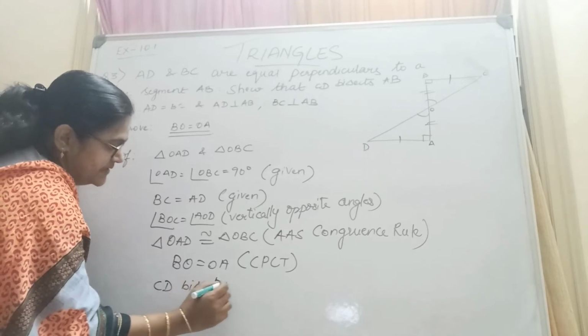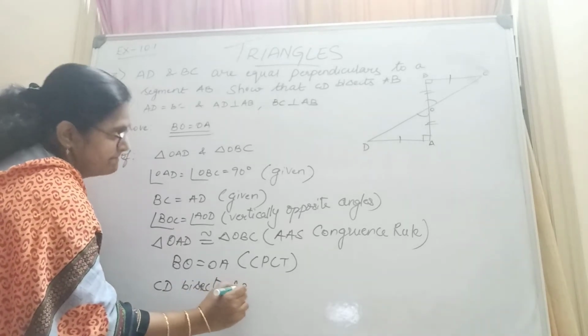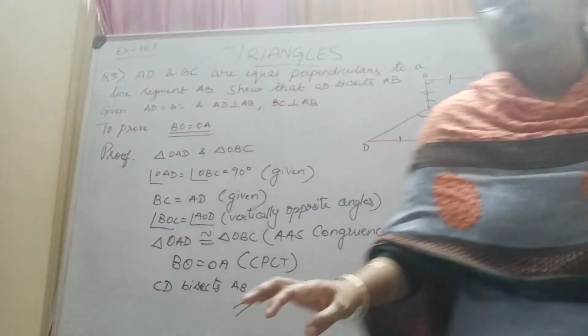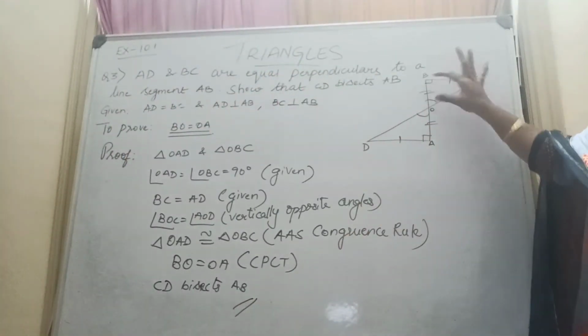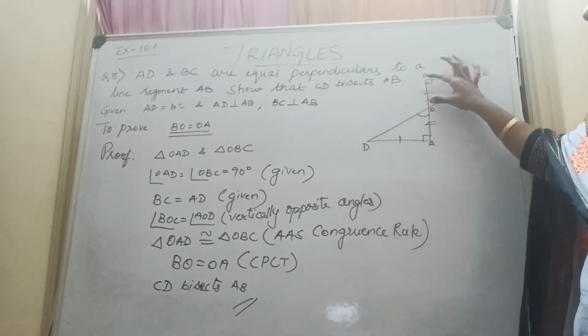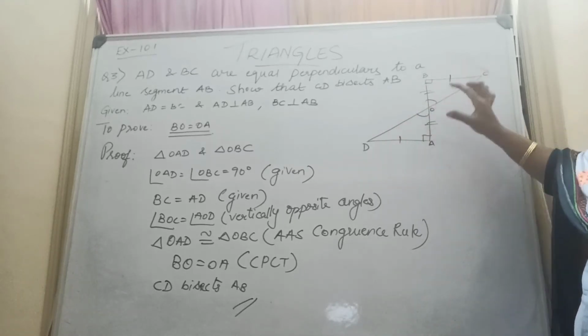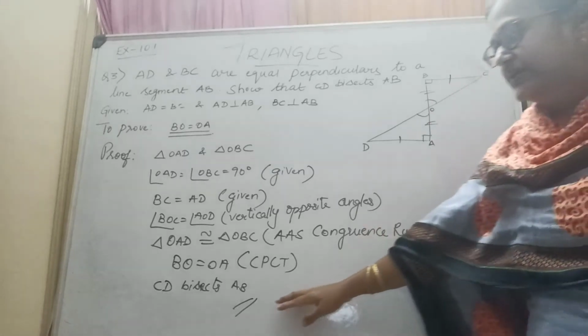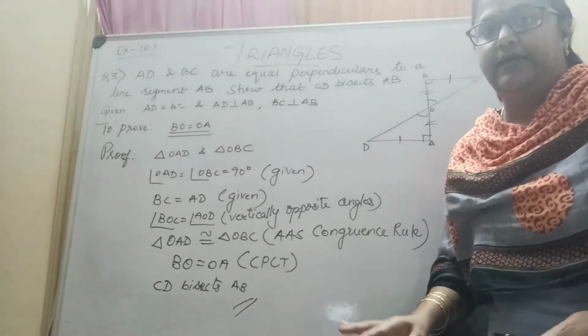CD bisects AB. Okay. Now what is the meaning of bisecting? Dividing it into two equal parts, which we have proved. CD has divided AB into OB and OA, two equal parts. So we can say that CD bisects AB.